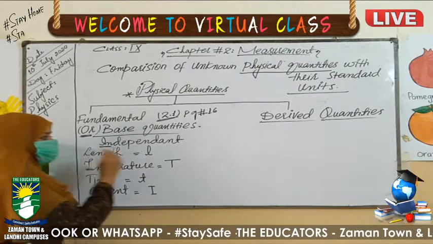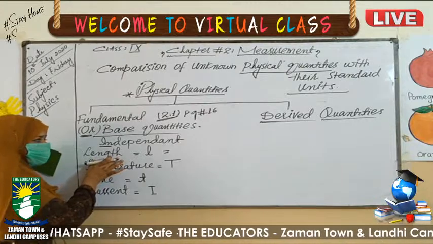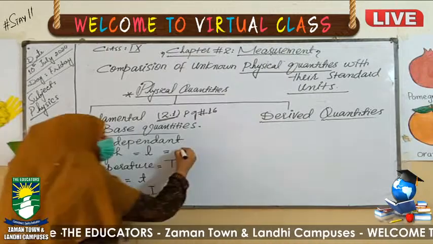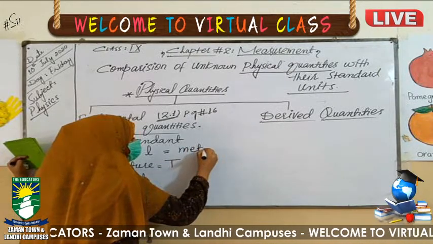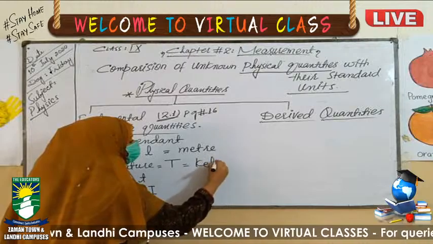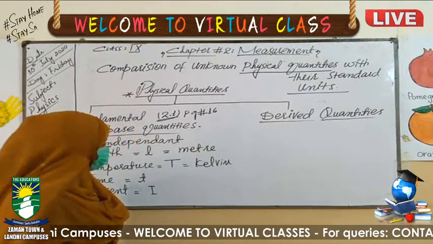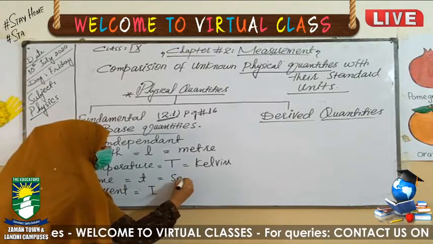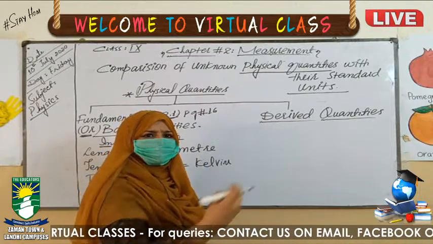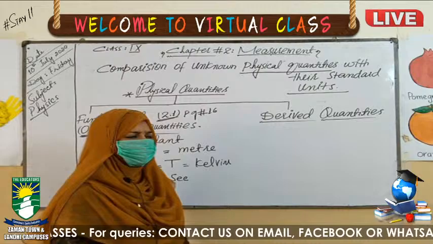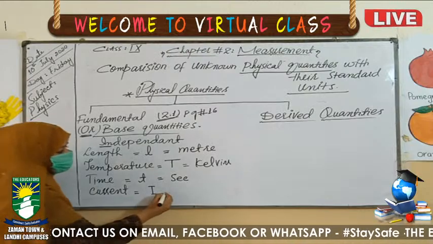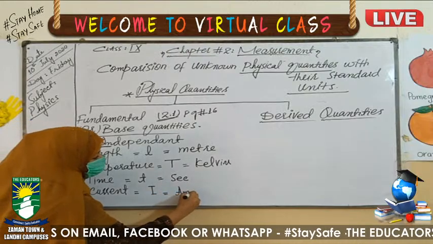Now, the units to measure these quantities. How do we measure the length? That is the meter. We can measure length in meter, kilometer, etc. Similarly, we measure temperature in Kelvin or in centigrade. We measure time in seconds, and the larger units are minutes, then hours. I will teach you the units as well later on. But these are basically the standard units which I am telling you here. Current's unit is the ampere.